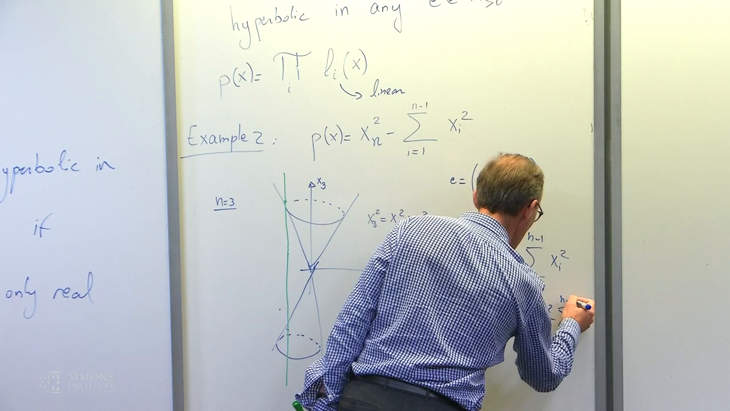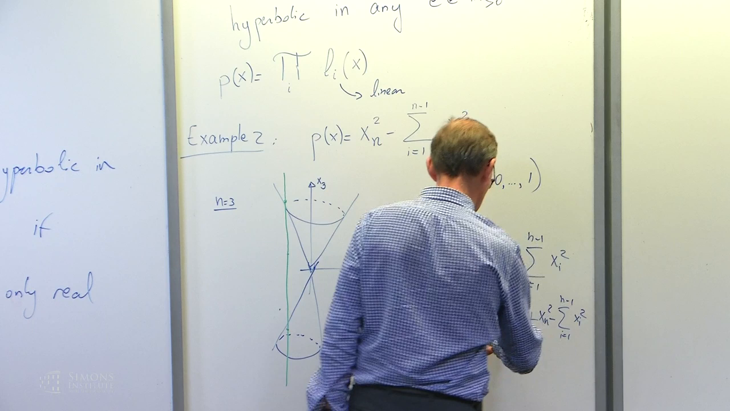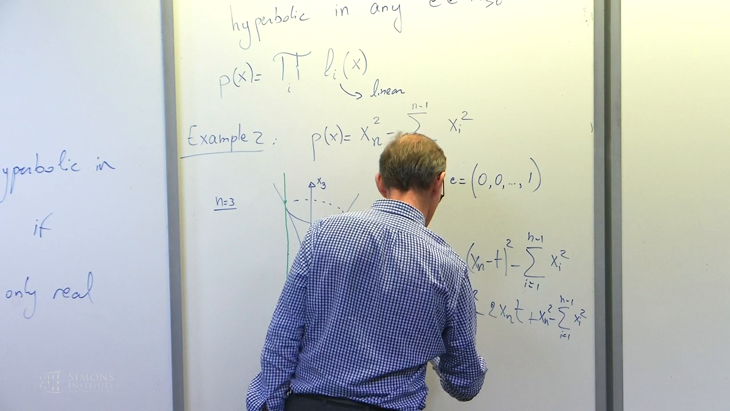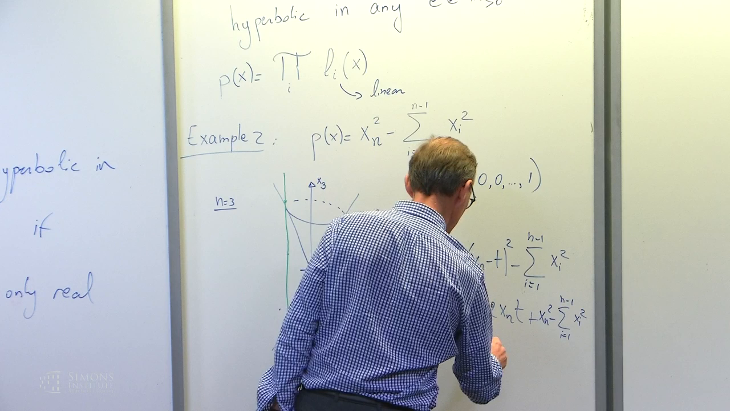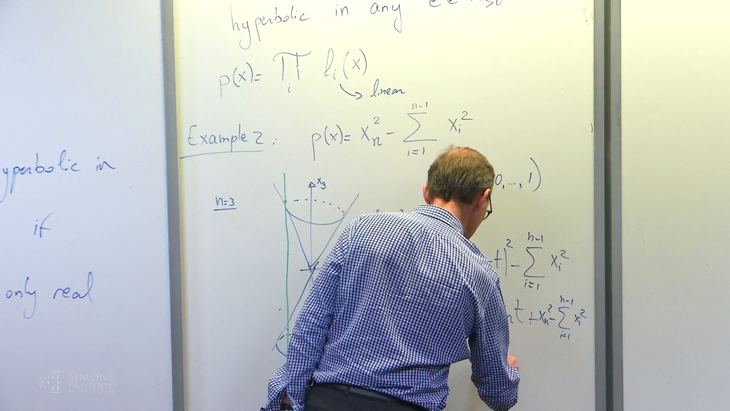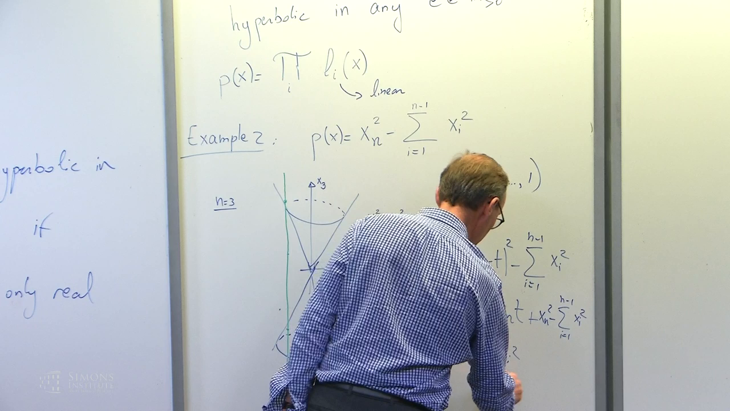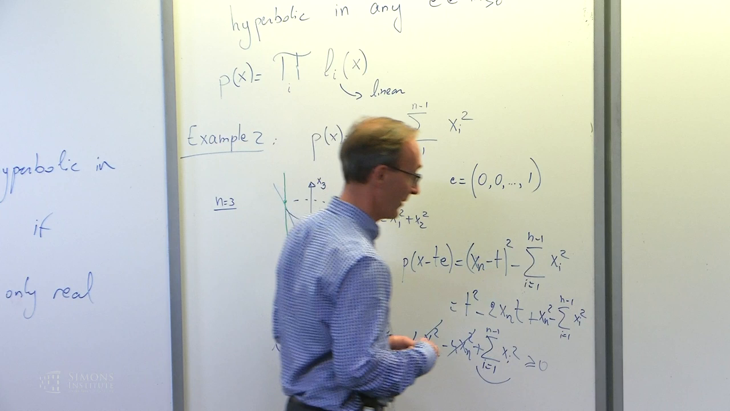And so the discriminant is going to be xn squared minus xn squared plus this sum of xi squared. So it's just this term, and indeed that's non-negative. So that has only real roots. So these are two very basic examples.